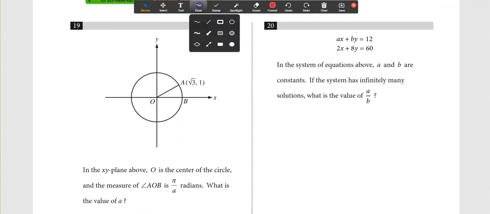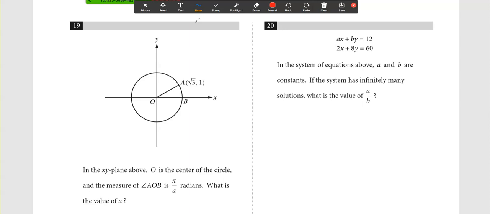Guess what? Here's your first radian question. If you're not familiar with radians, I'll have to help you with it to kind of understand, but it's really not too bad. So in the xy plane, O is the center of the circle, and the measure of angle AOB is pi over A radians. So it's some fraction of pi. What is the value of A?